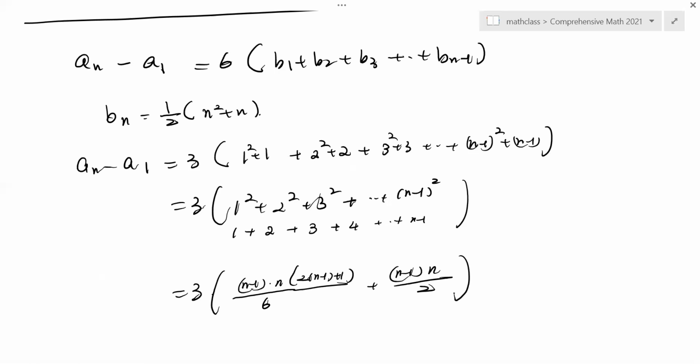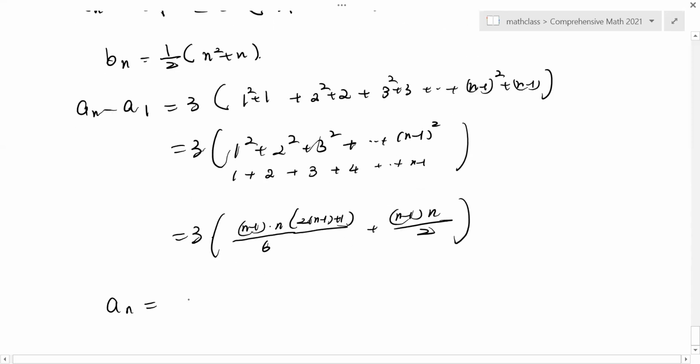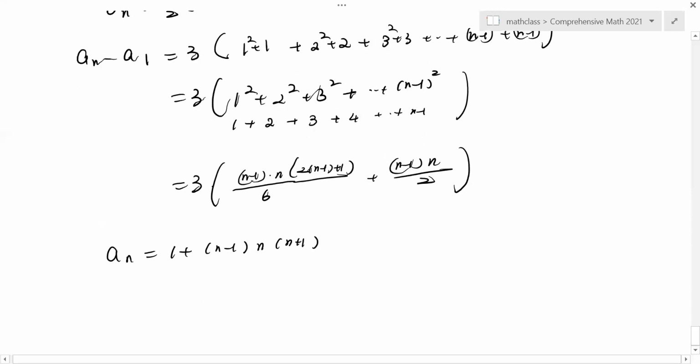So for the final answer, after you solve it, the final answer will be 1 plus n minus 1 and n plus 1. You can take n minus 1 and n out, and you simplify to get n plus 1. Yes, so I just said that.